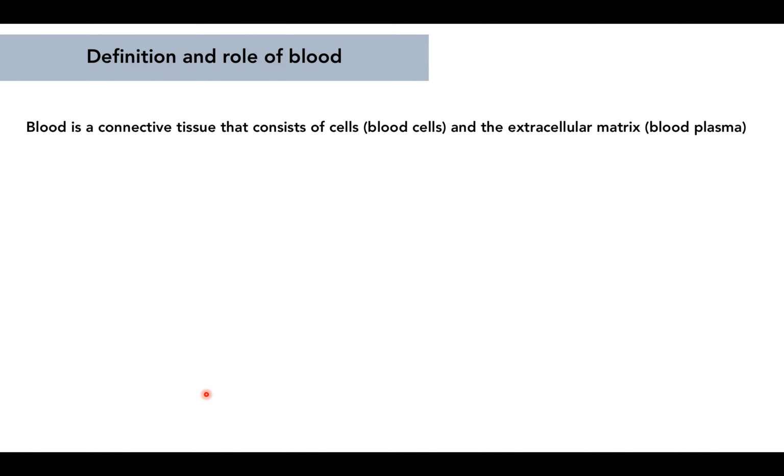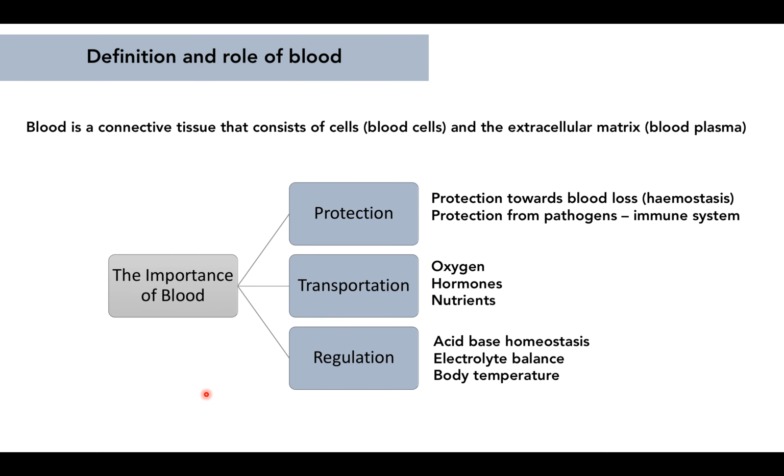Firstly, when we talk about blood, blood is basically a connective tissue, and as with all connective tissue, it has cells and the extracellular matrix. Here, the cells that we can find in blood consist of the blood cells that we know as red, white blood cells, as well as platelets, and the extracellular matrix is basically the blood plasma. And blood has so many different functions in the body. Firstly, for protective purposes, for transportation, and for regulation.